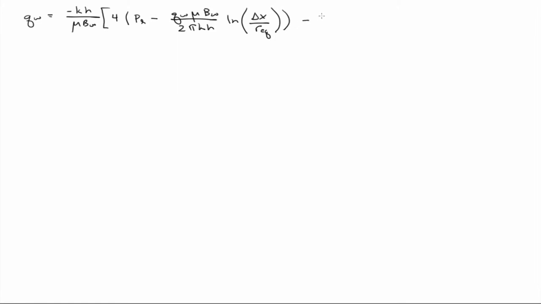So if I make those substitutions into the mass balance equation, you get 4 times that right-hand side, PL minus QW mu BW over 2 pi KH times the natural log. Okay. So does everyone see there's a 4PL here? A positive 4PL and a minus 4PL. So those cancel. Right?